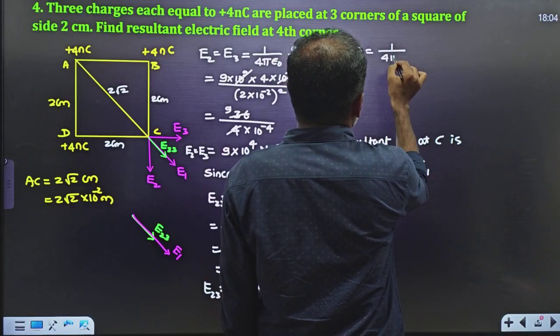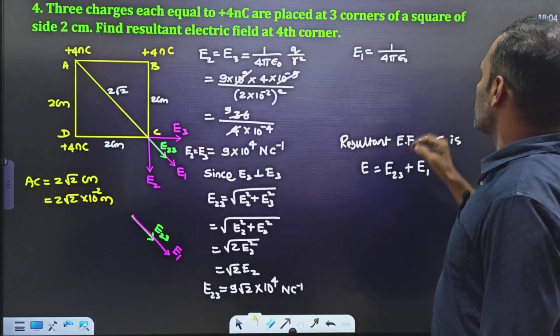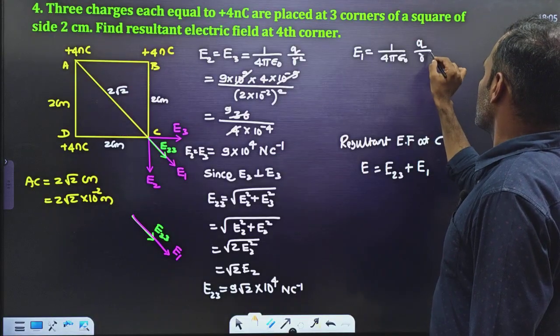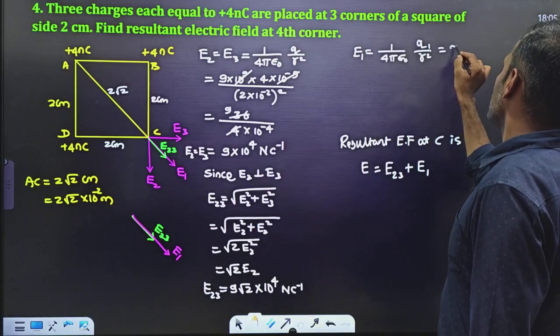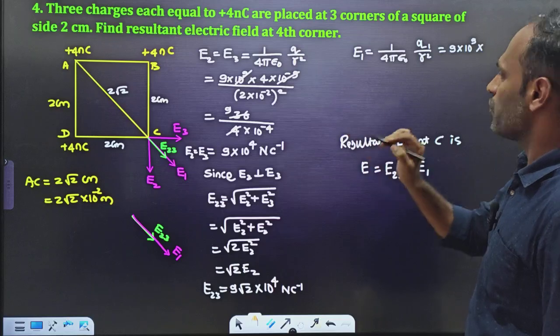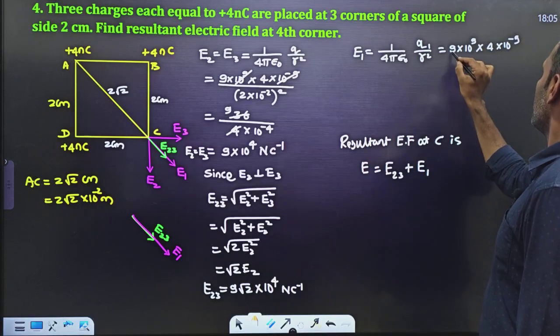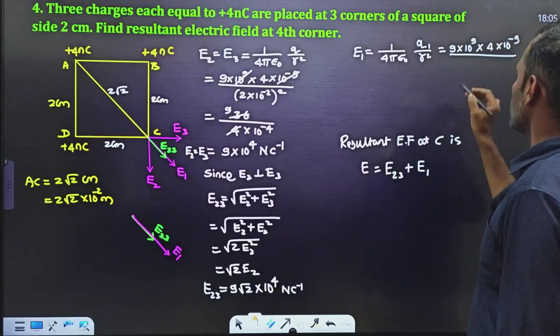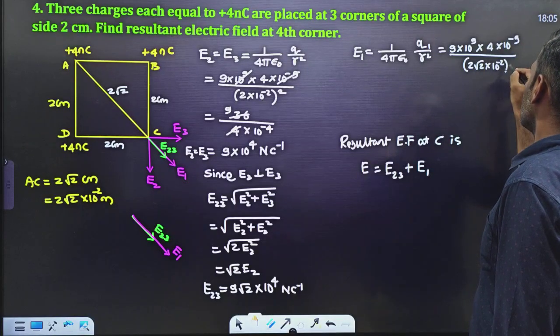1 by 4 pi epsilon naught, and it is Q divided by R square, or Q1 divided by R square. What is 1 by 4 pi epsilon naught? It is 9 into 10 raised to 9. What is Q1? Q1 is 4 nanocoulomb, 4 into 10 to the power minus 9. Divided by, what is R square? R is 2 root 2 into 10 to the power minus 2 meter, whole square.